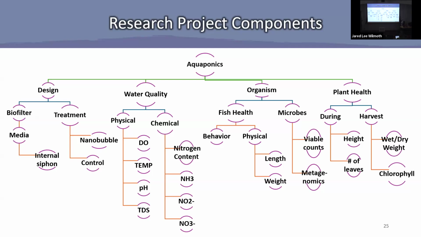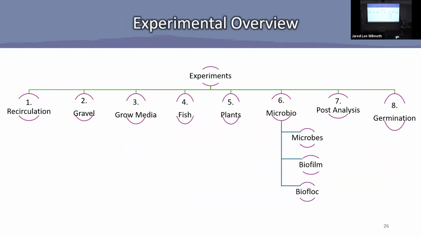Water quality parameters include the physical, and then the chemical, which is just the nitrogen content: ammonia, nitrites, and nitrates. Then fish health: behavior, physical, length, weight. Microbes: viable counts, what is growing, and then metagenomics. And finally, we're looking at plant health. When I'm adding the treatments, we measure height and number of leaves, and when we harvest the plant, we get the wet and dry weight, as well as chlorophyll. From that, we divided it up into these experiments, 8 experiments right here.